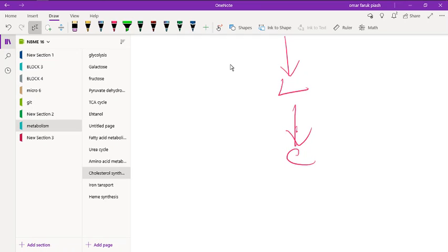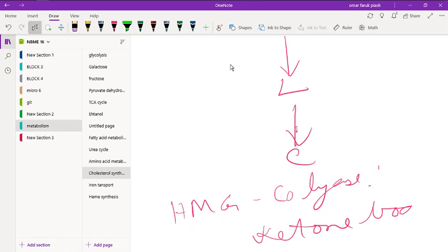Okay, what I am trying to say is that HMG CoA synthase is present in both ketone body metabolism and cholesterol synthesis, but HMG CoA reductase is present only in cholesterol synthesis, and HMG CoA lyase is present in ketone body metabolism. You have to remember these two things.